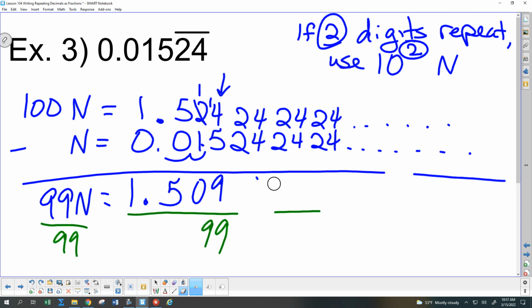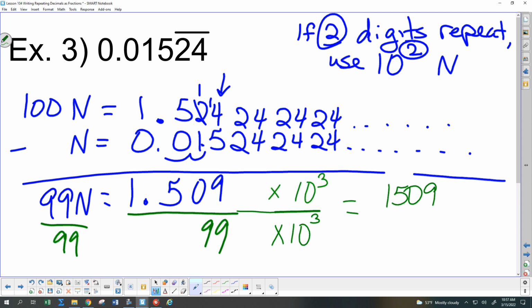So I'm really just interested in that 1.509 over 99. But 1.509 is a fraction, just written in decimal form, and I can't leave a fraction inside a fraction. So what I'm going to do is move the decimal 3 places in the numerator, which means I also move the decimal 3 places in the denominator. So I have 1509 over 99 with 3 zeros after that.